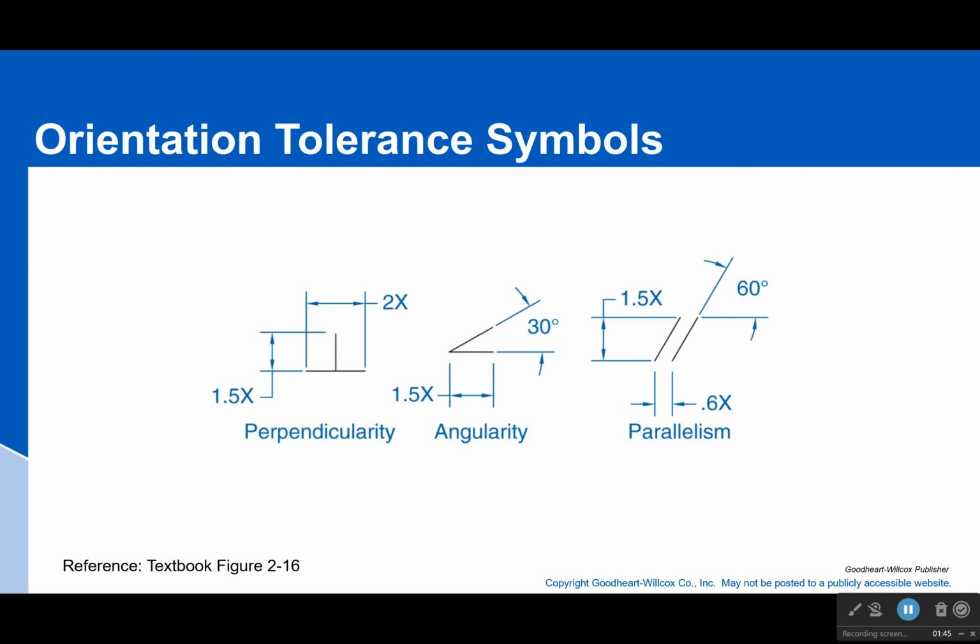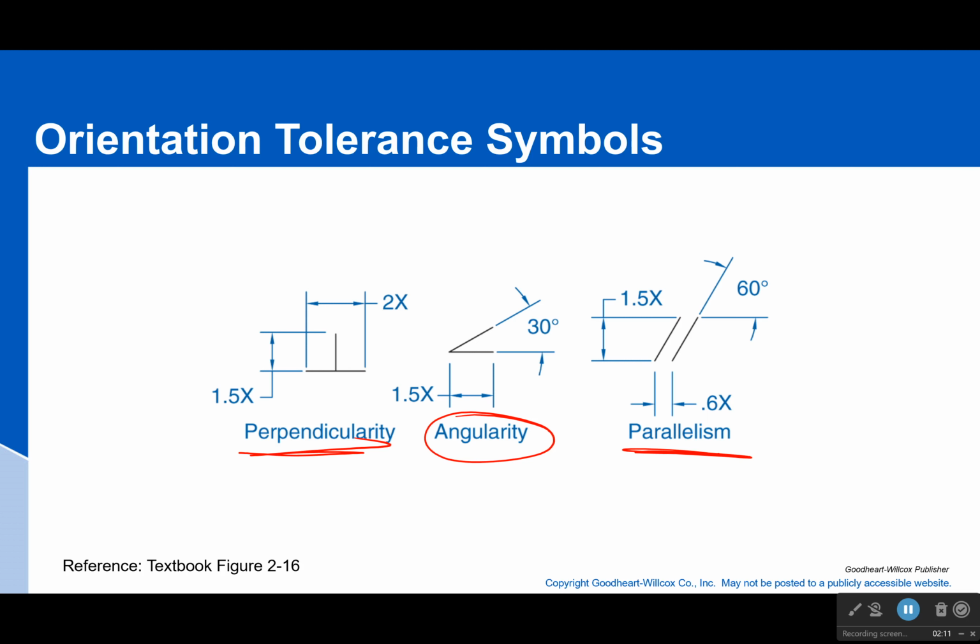Then we get to orientation, where we said, okay, now we're connecting features together. I'm looking at two sides and I'm saying, okay, are they perpendicular? Are they parallel? Do they have a particular angle between them? And these will also specify the tolerance zones. They're going to help us understand how they're controlled. So they control how perpendicular, angular, parallel they are.